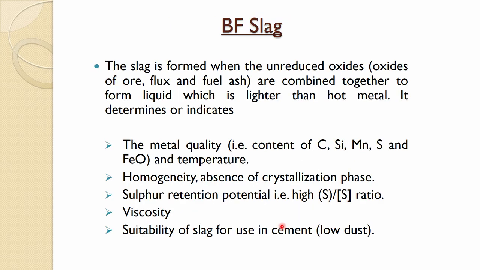So, now we would focus more on the blast furnace slag. What we have discussed till now is a general property of the slag and the liquid iron. In the blast furnace, the slag is formed when the unreduced oxides, like oxides of ore, flux and fuel ash, combine together to form a liquid which is lighter than the hot metal.